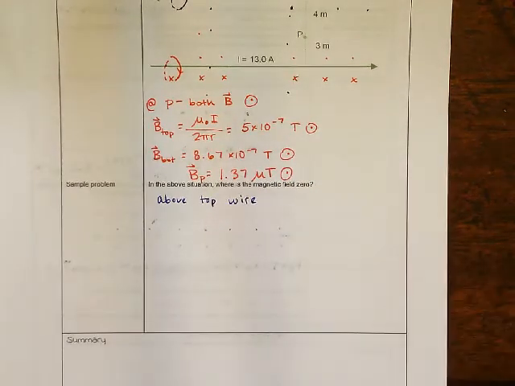And the magnitude of the two fields are going to have to be equal, right? Because they're going to have to cancel each other out. One's going in, one's going out.